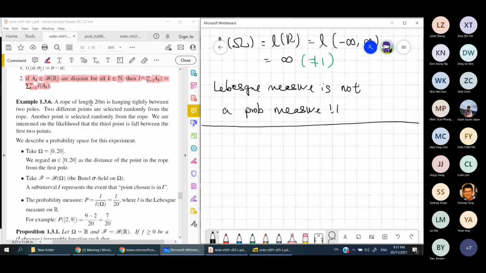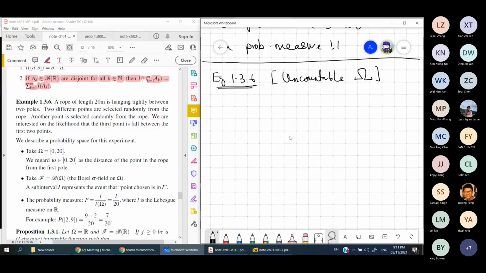Okay, let's look at one example, a simple one, to describe a probability space for this uncountable case. This is example 1.3.6, an uncountable sample space. The formulation is quite straightforward. Let's say we have just 2 points, and the distance between them is 20. So A and B.